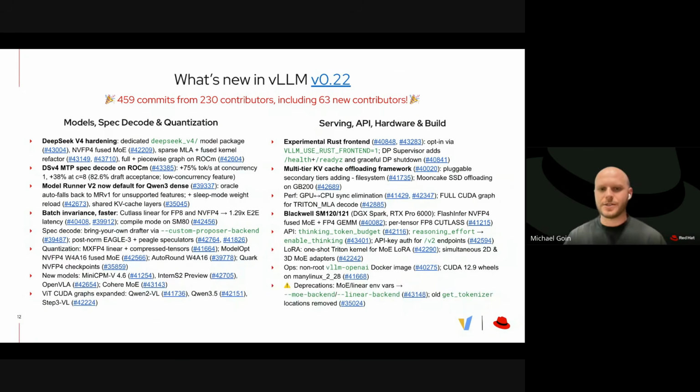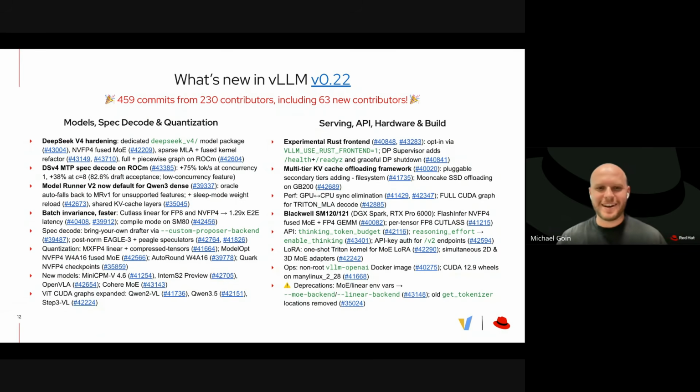Last things to mention: if you've been using MOE or linear environment variables to specify the FlashInfer MOE or the linear kernel that's being selected, we've fully started to deprecate these environment variables and use the proper MOE backend and linear backend arguments on the CLI. So please give those a try if you're not familiar. That was a lot to go through.